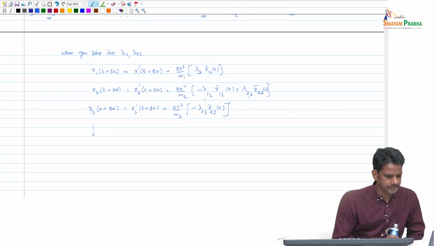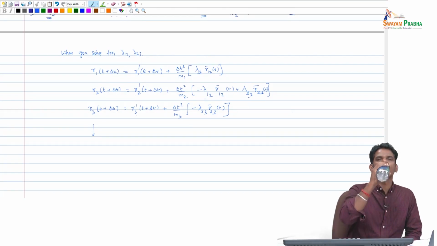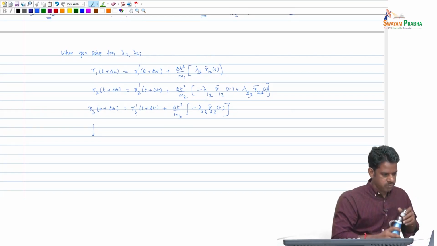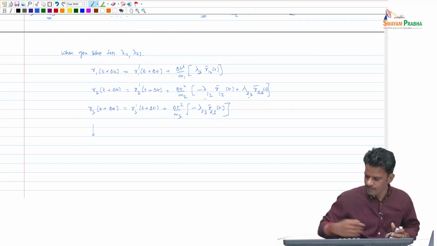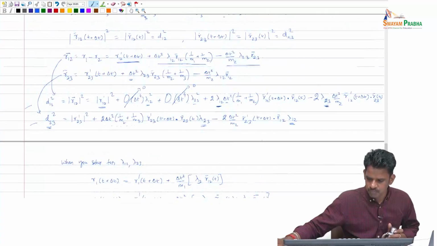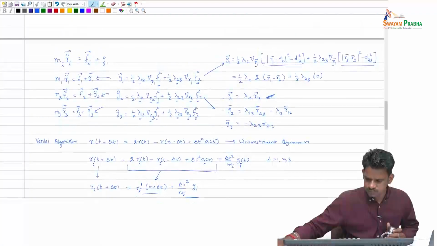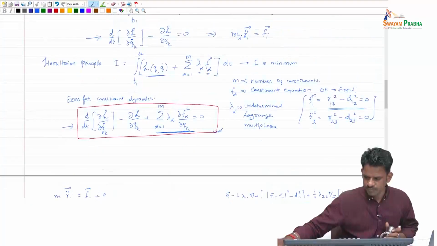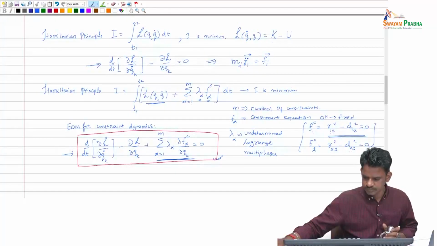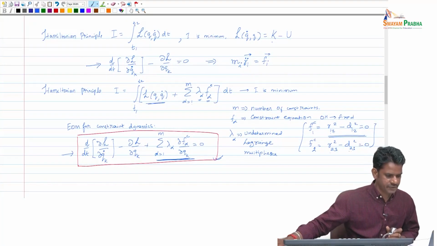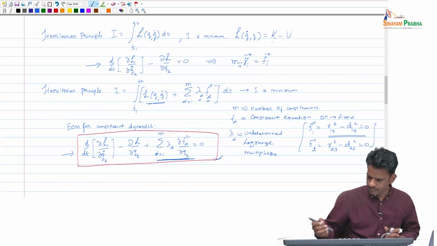Sir? Yeah. Sir, we have mentioned the constraint force FC, right? F1C, F2C. So for F1C, it is actually the square of the distance between oxygen and hydrogen at any particular time minus the bond length square, right? Yeah, that's right. It is for one hydrogen and the other is for the other hydrogen. So how did you write for oxygen? I did not get that.